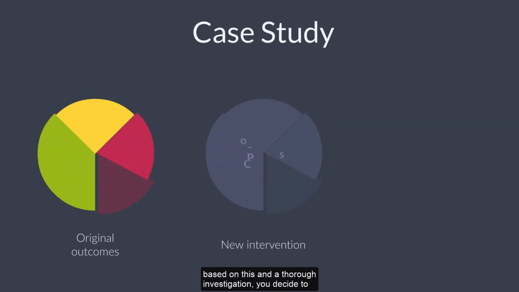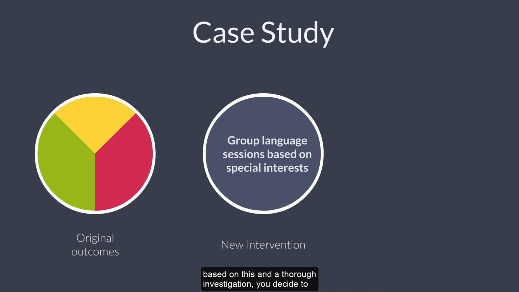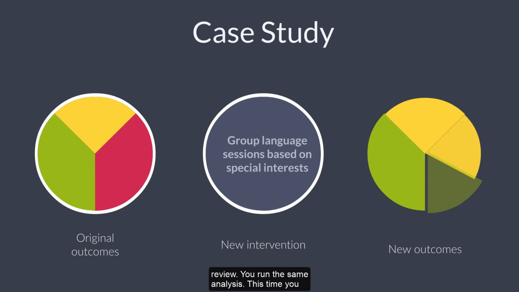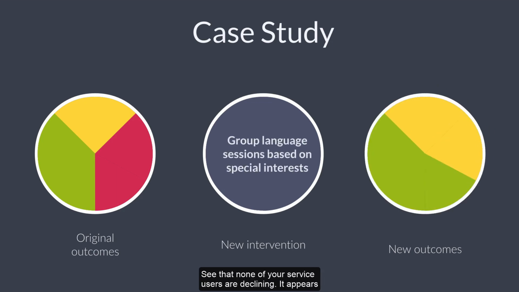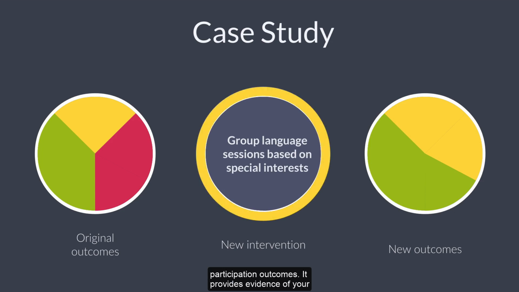So, based on this and a thorough investigation, you decide to implement a new type of intervention, group language sessions based on special interests. At the next quarterly review, you run the same analysis. This time you see that none of your service users are declining, it appears the new intervention may have helped. So in terms of evidence-based practice, or EBP, our findings indicate that the group language sessions may have played a role in improving participation outcomes.